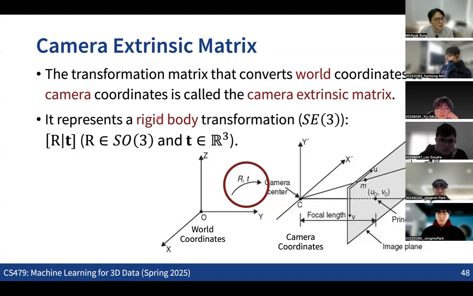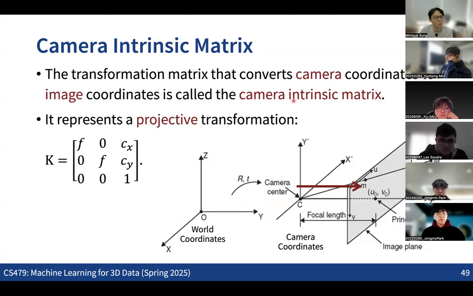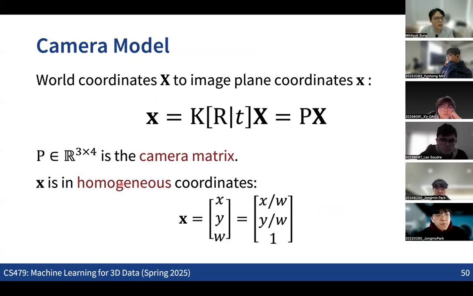And once we convert everything into the camera coordinates, we also do the projection into the image coordinates. That's the camera intrinsic matrix, which can now be represented with a 3x3 matrix, okay? With the focal length and the image center information. So when we talk about the camera model, we are setting two matrices. One is the mapping from the world coordinates to the camera coordinates, and the other is the mapping from the camera coordinates to the image coordinates.